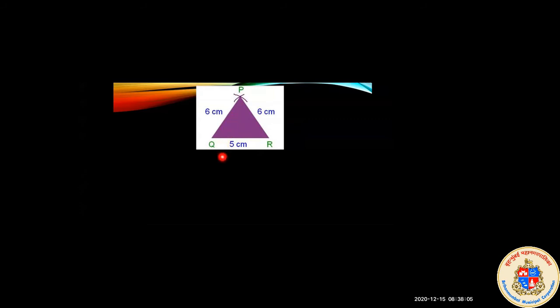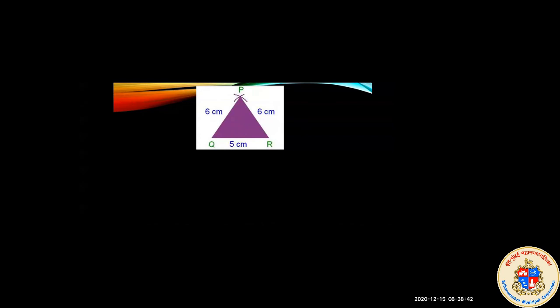This is triangle PQR. The sides are given, and if you see, two sides have the same measurement and the third side is different. So by this, which triangle is it? Isosceles triangle. Very good. Triangle PQR is an isosceles triangle because two sides are the same and the third side is different.